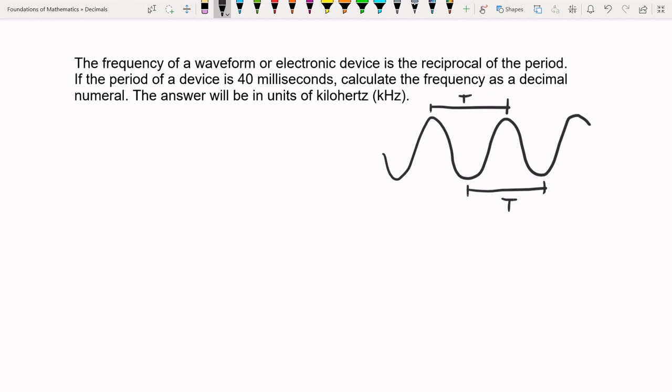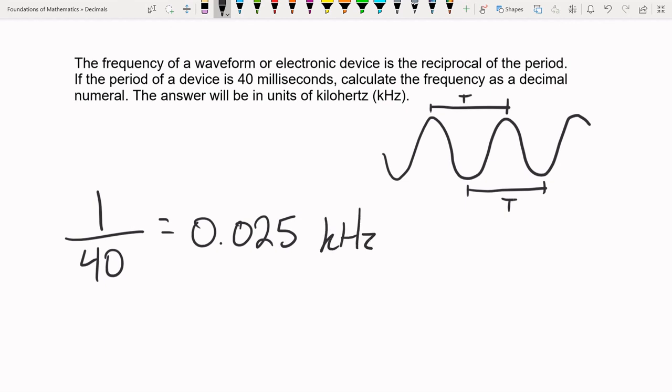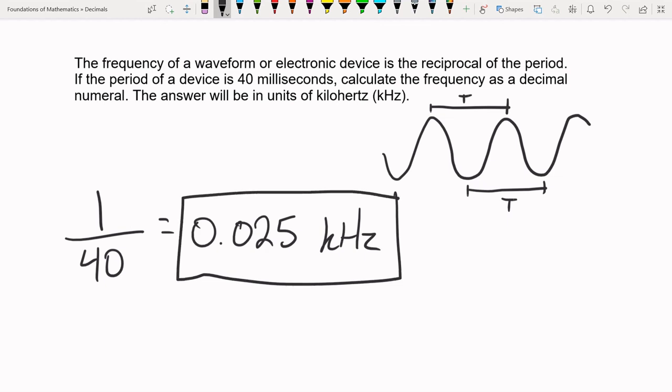But for this problem, it's quite simple, because all we have is the period is 40 milliseconds. It wants us to find the frequency, which is going to be the reciprocal of 40, or in other words, 1 over 40. Plugging that into a calculator gives us 0.025. And it was in kilohertz, which is the decimal notation for that frequency of 1 over 40.